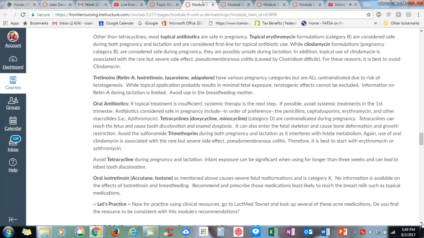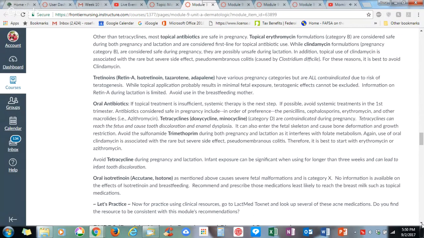Oral antibiotics: if topical treatment is insufficient, systemic therapy is the next step. If possible, avoid systemic treatments in the first trimester. Antibiotics considered safe in pregnancy include, in order of preference, the penicillins, cephalosporins, erythromycin, and other macrolides, such as azithromycin. Tetracyclines, doxycycline, minocycline are category D and are contraindicated during pregnancy.